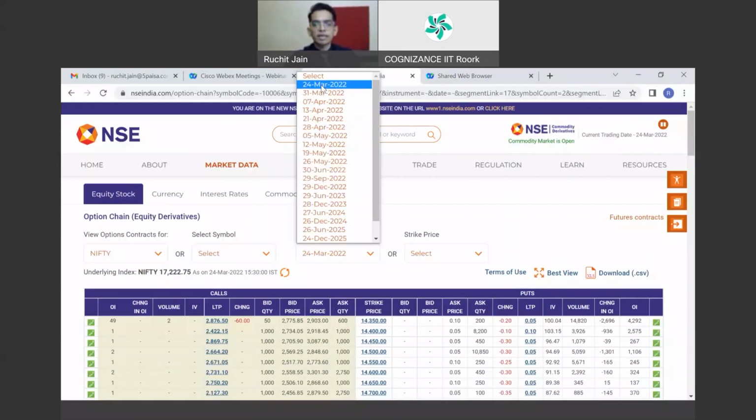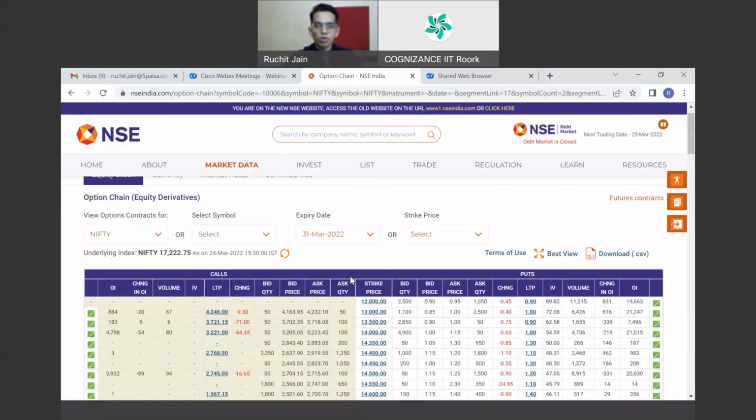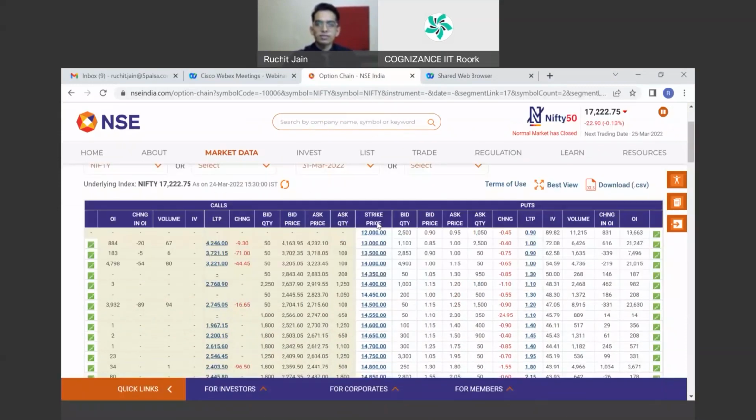You can see the middle one is the strike price. All options have different price contracts. So today's current market price for Nifty, you can see here, is 17,222. If I scroll down over here, I can see in the strike price column 17,200 strike, 17,250 strike, 17,300, 17,350, 17,400. There are different strike prices, like every 50 rupees difference, you can find a strike price. So these are the strike price contracts which you can trade.